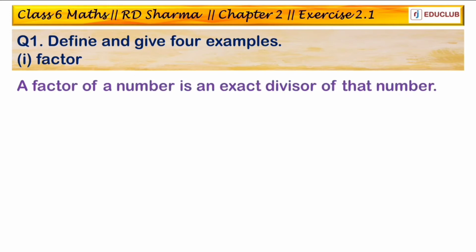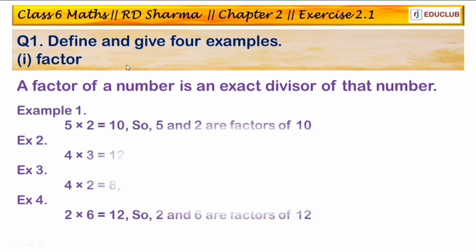Okay, what is a factor? We have seen in the explanation videos. A factor of a number is an exact divisor of that number. When we divide a number by its factor, then we should get the remainder 0. Okay, let us see few examples.